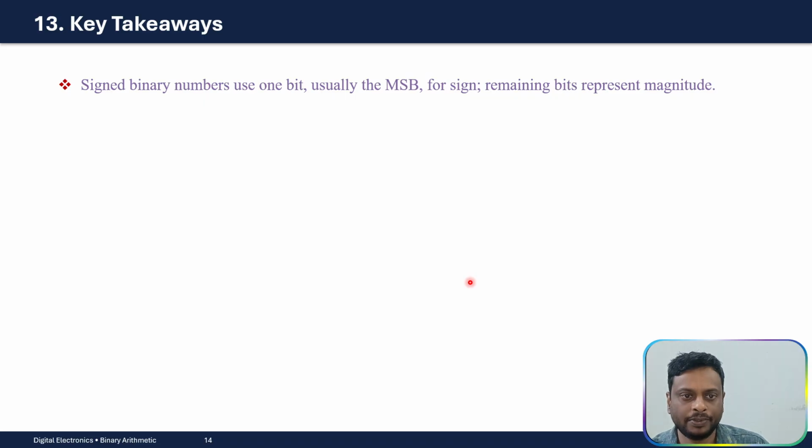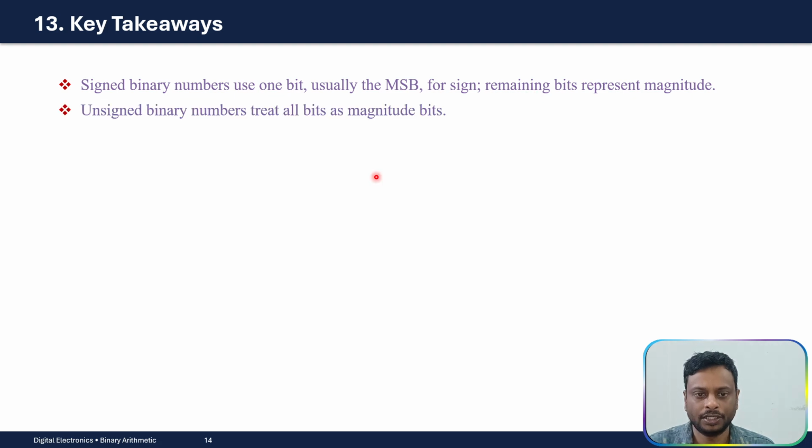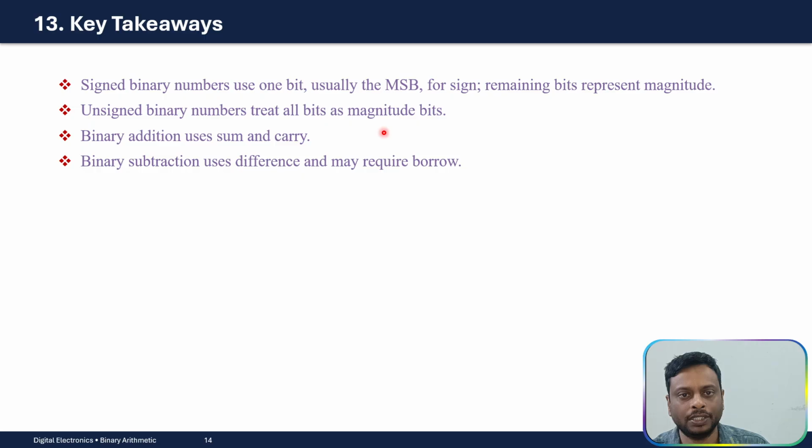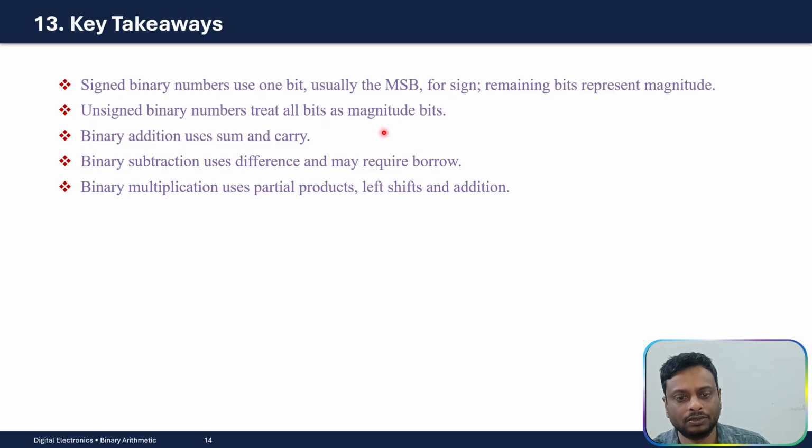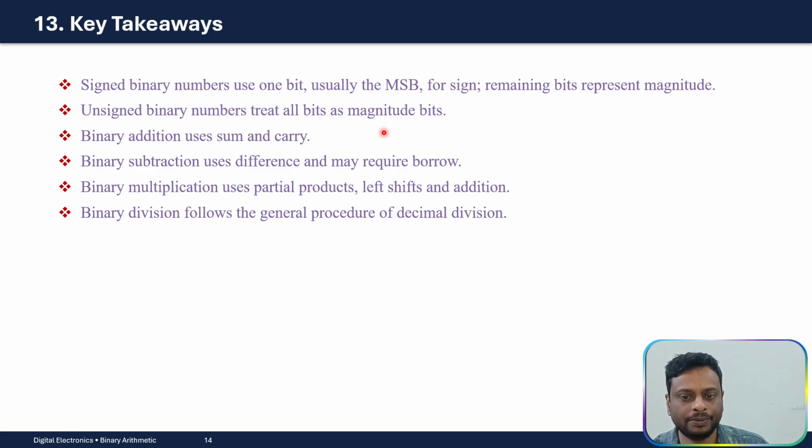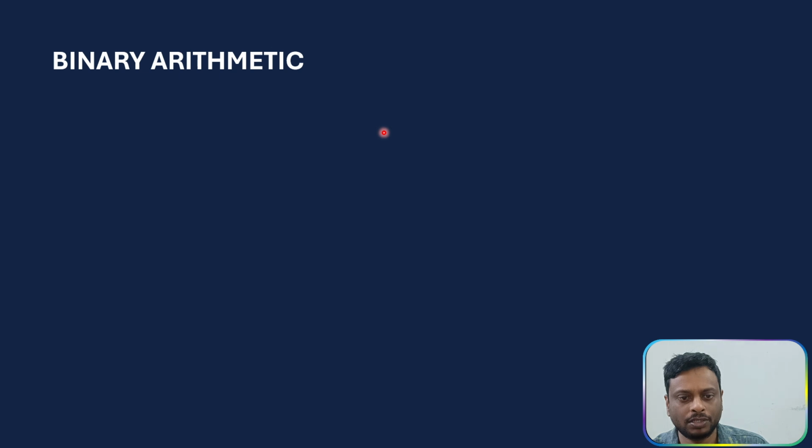So what we have learned in this lecture. Signed binary numbers use 1 bit, usually the MSB, for the sign bit, and the remaining bits are the magnitude. Unsigned binary numbers treat all the bits as magnitude bits. Binary addition uses sum and carry. Binary subtraction has difference and borrow. Multiplication has the partial product, then we shift left, then add. Binary division is the general way of doing decimal division. Division by 0 is not allowed.